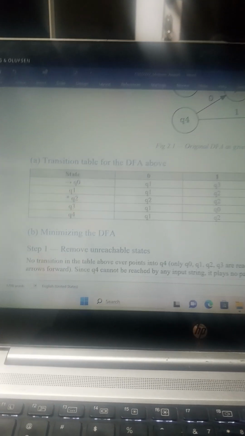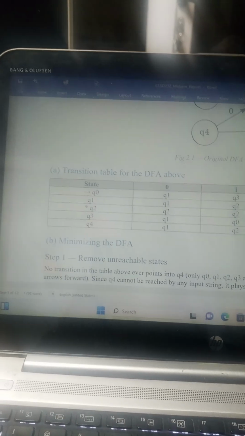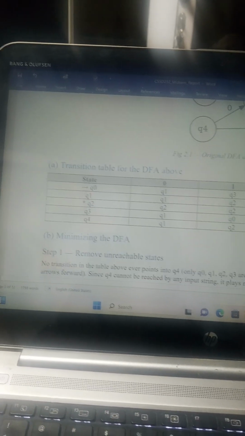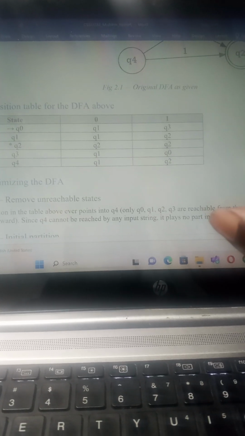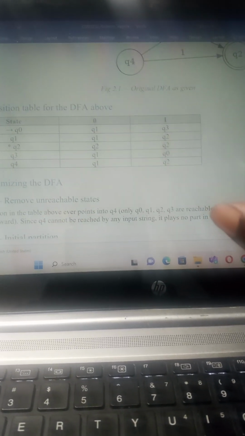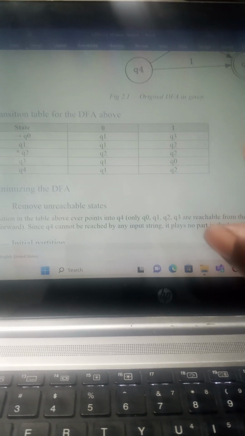And then you have to split into final and non-final. So after all is done, you can see the transition table. You can better understand it from the transition table. Everything is drawn perfectly for you to get the correct understanding.